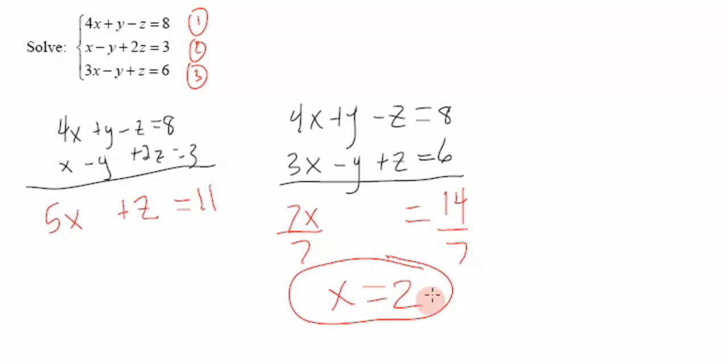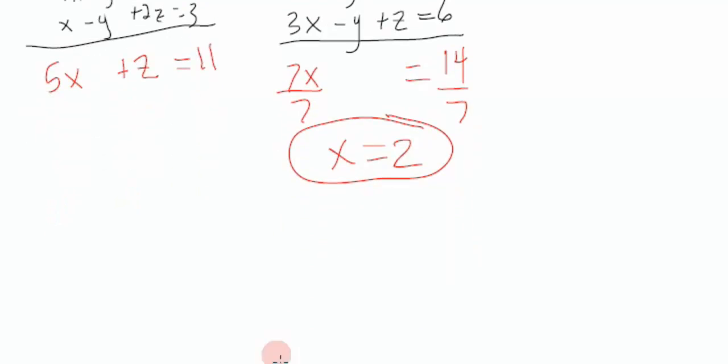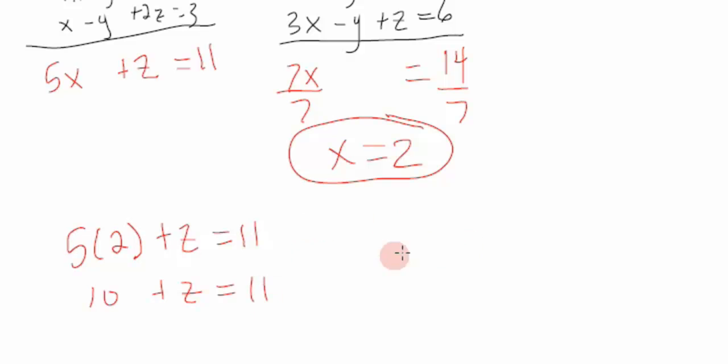So I did find x equal to 2 a little differently. Now put it in here, because you have to use these two together. So 5 times 2 plus z equals 11. 10 plus z equals 11. That means z must be 1. z is 1.